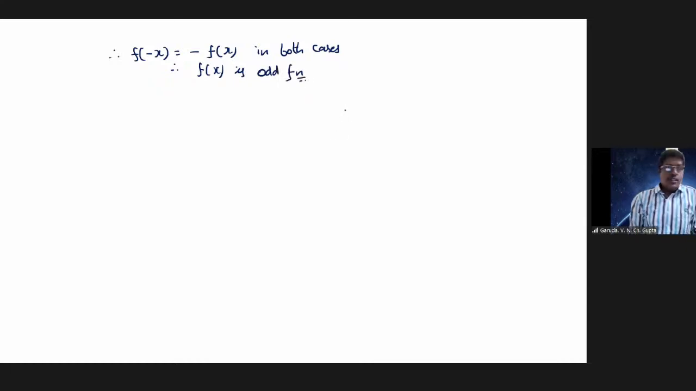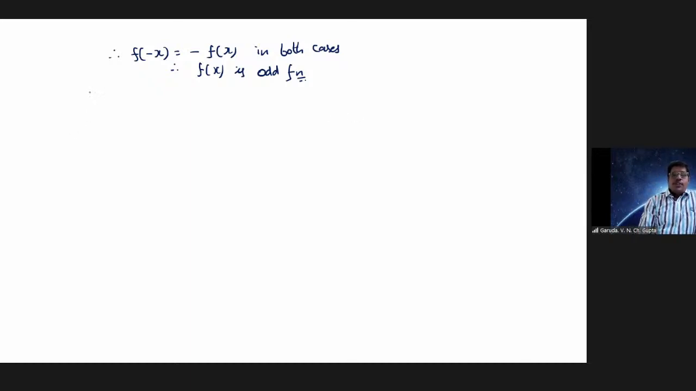Therefore, f of minus x is equal to minus f of x in both cases. Therefore, f of x is an odd function. If you get f of minus x equal to plus f(x), that is an even function. If you get minus f(x), that function is an odd function.